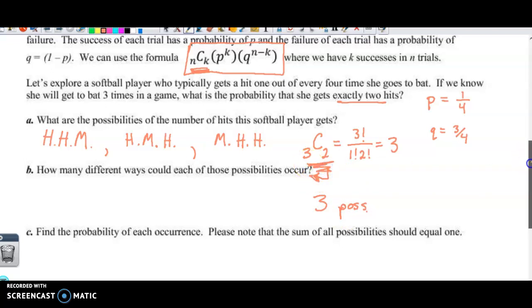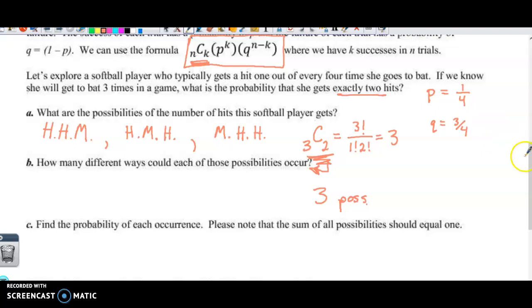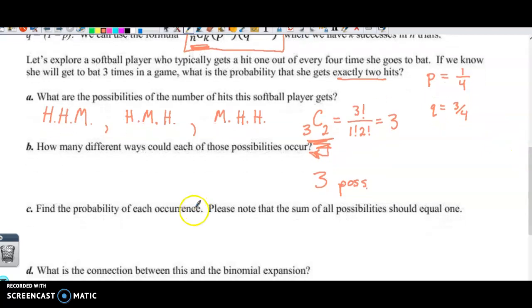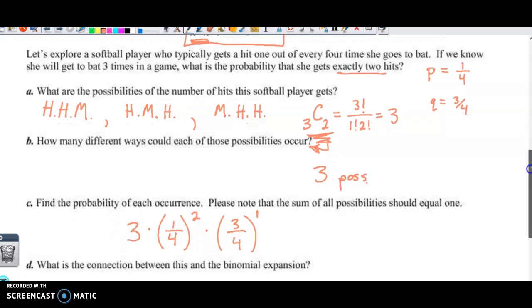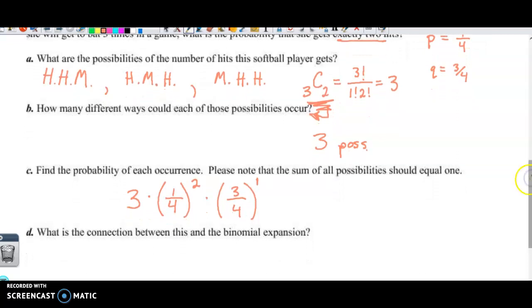3C2. So where does the P to the K come from? Well, the probability of getting a hit would be 1 out of 4, and we want that to happen twice. And then that means the other time she has to miss, that's why its Q is 3 out of 4, and we want that to happen exactly once. But then we have to multiply that answer by 3 to get that final answer.